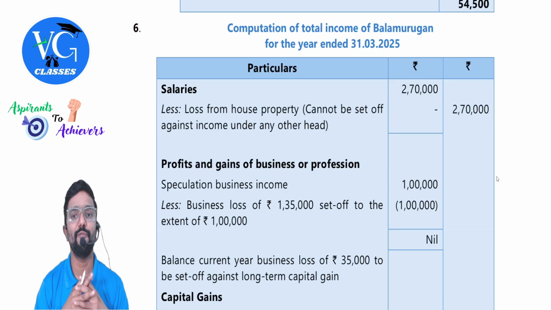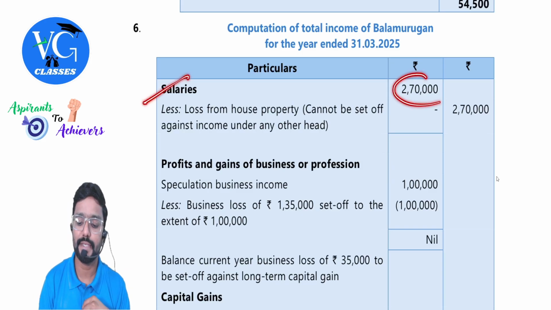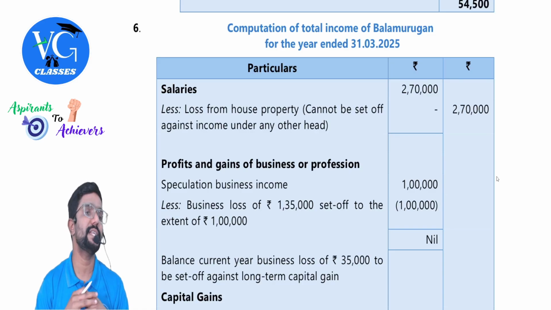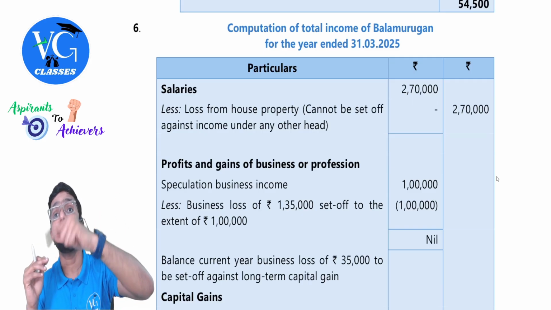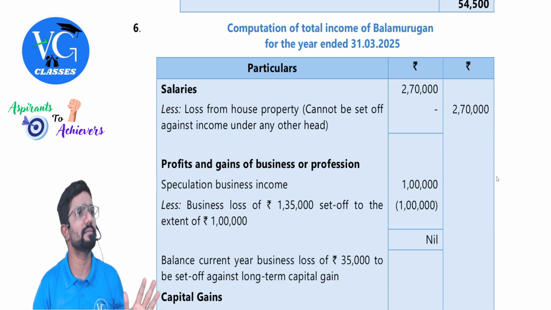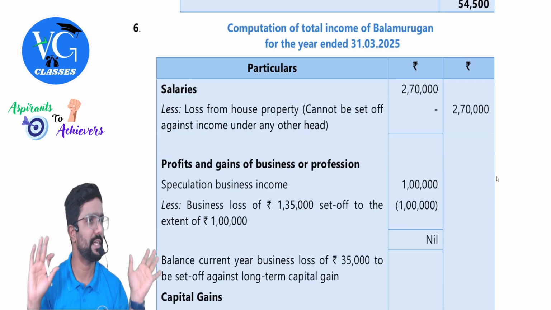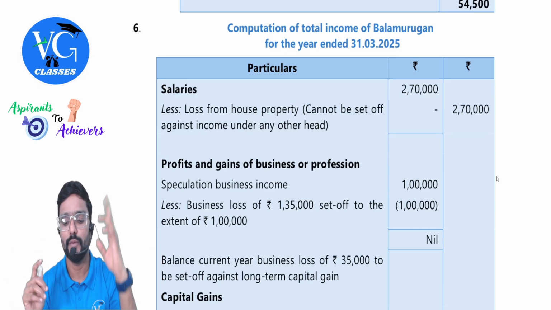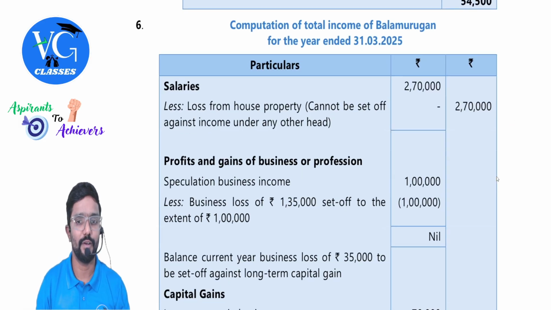Computation of total income of Balamurugan for the year ended 31st March 2025. Salaries 2,70,000. Loss from house property cannot be set off against income from any head. Clear? Why? Which scheme are they following? Default. If you have loss under the head house property, you can adjust it only within the same head. That's all. Sir, can I adjust against other heads? No. Can I carry forward? No. Please forget it.